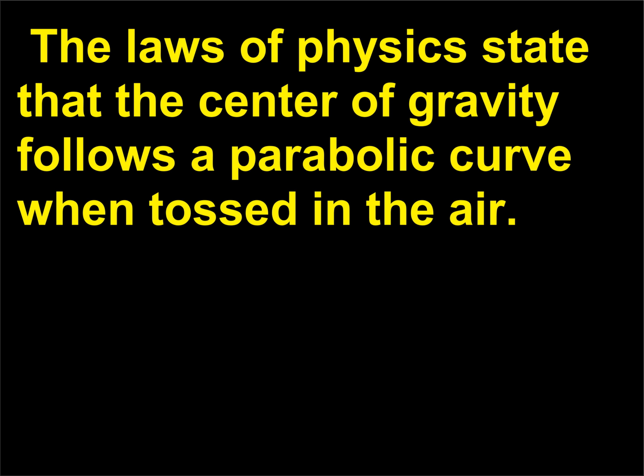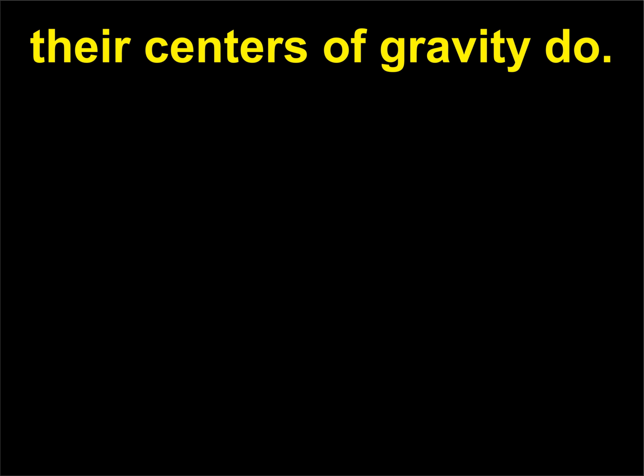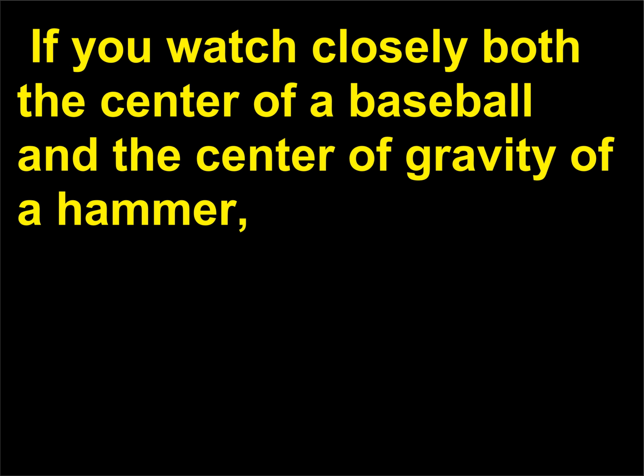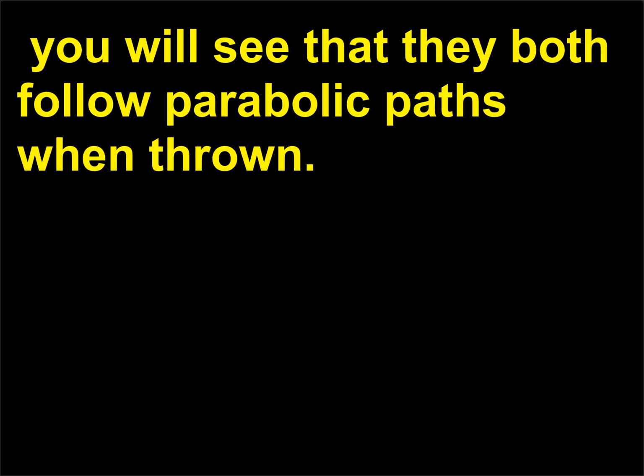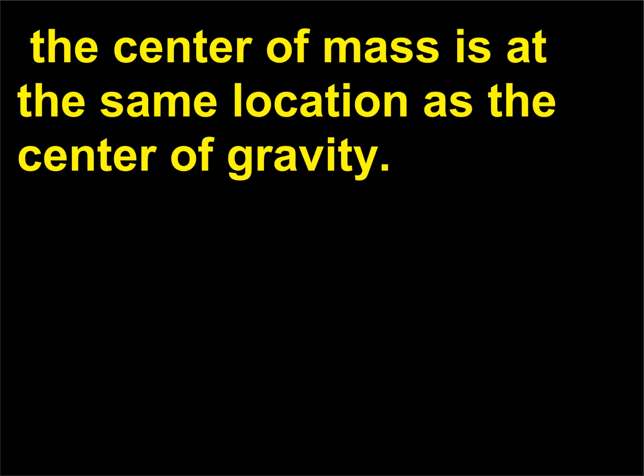The laws of physics state that the center of gravity follows a parabolic curve when tossed in the air. Indeed, although the ball and the hammer do not appear to have similar motions, their centers of gravity do. If you watch closely both the center of a baseball and the center of gravity of a hammer, you will see that they both follow parabolic paths when thrown. Because the force of gravity is proportional to the mass, the center of mass is at the same location as the center of gravity.